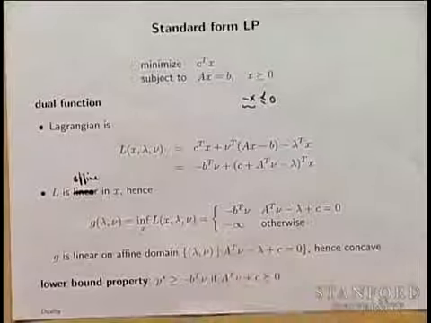It'll be done momentarily. I never said it. L is affine in x. It's affine because there's this constant term minus nu transpose b here. Okay. Now, this leads us to something.